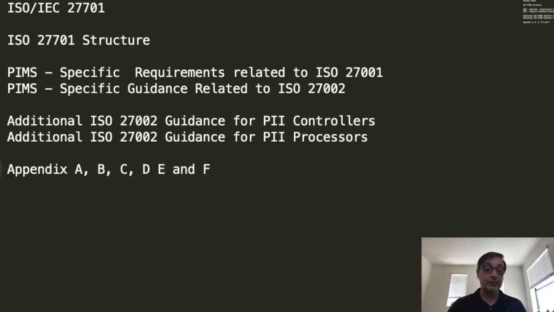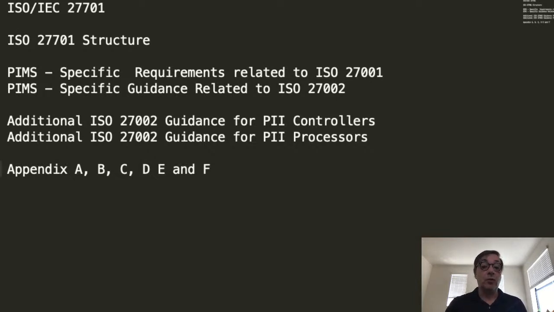This is really important. Okay, and then there are those different appendices that I mentioned to you. The first one, Appendix A, is normative. It is not a requirement; it is normative.